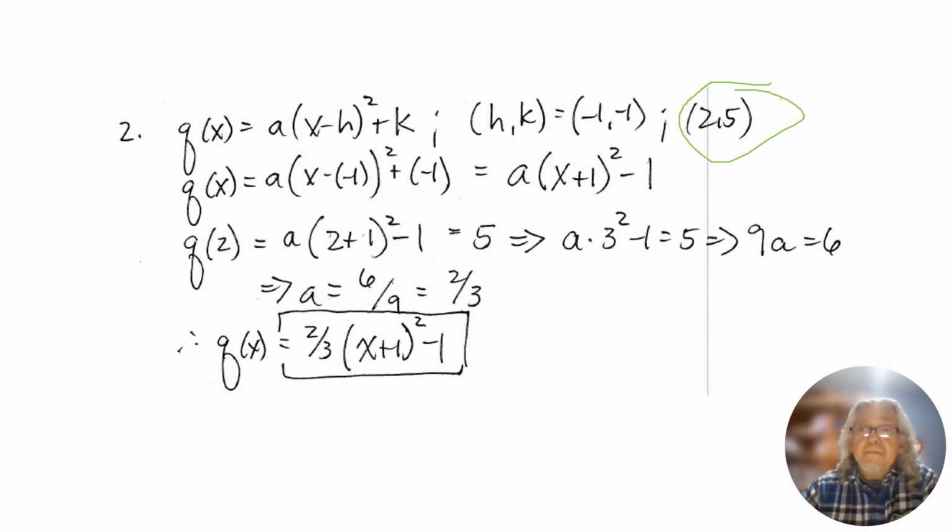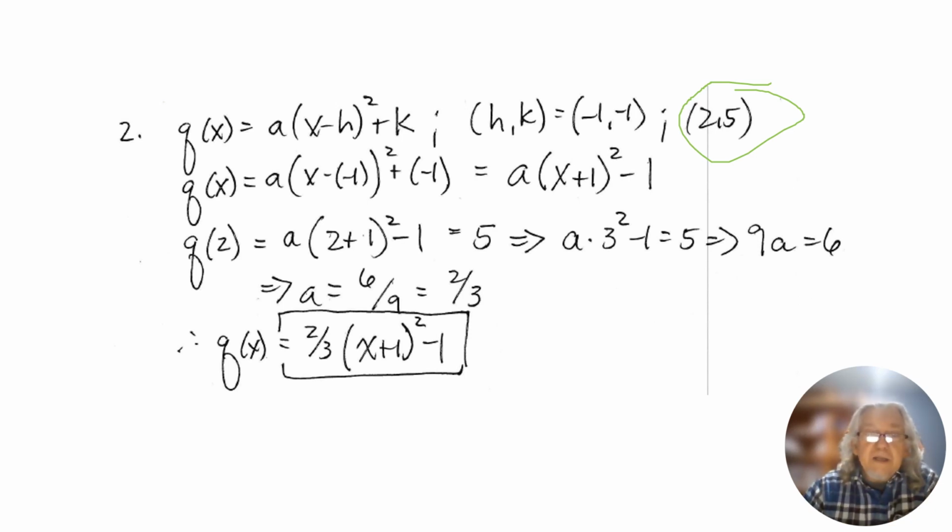And so the first coordinate is 2. The X coordinate is 2, and the Y coordinate is 5. So X is input, Y is output. X is the independent variable, Y is the dependent variable. X and Q of X, right? Input, output, X, Q of X.